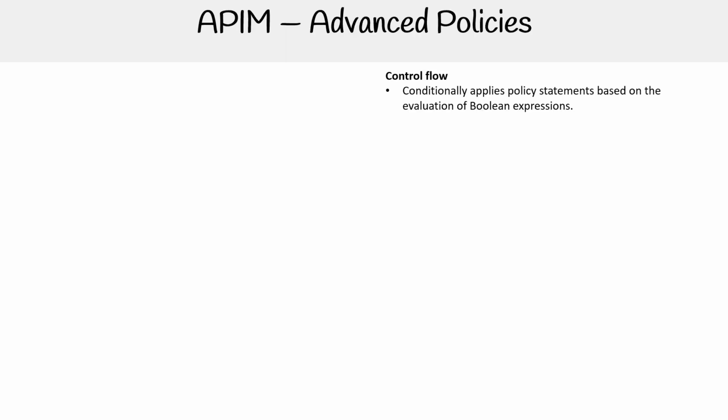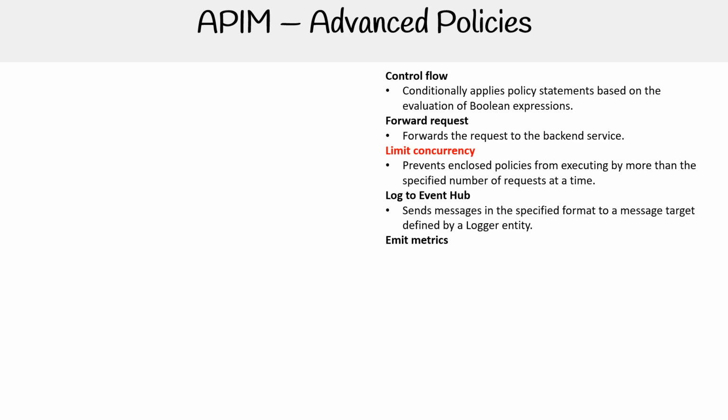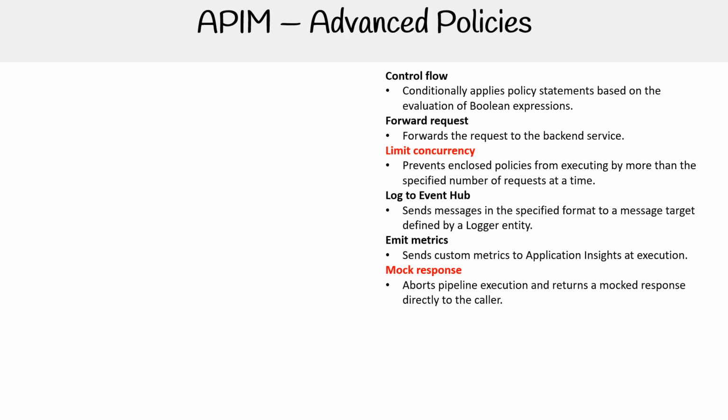So here we have control flow, which conditionally applies policy statements based on the evaluation of Boolean expressions. Forward request, so forwards the request to the backend service. Limit concurrency, so prevents enclosed policies from executing by more than the specified number of requests at a time. Log to event hub, so sends messages in the specified format to a message target defined by a logger entity. Emit metric, so sends custom metrics to Application Insights at execution. Mock response, so aborts pipeline execution and returns a mocked response directly to the caller.